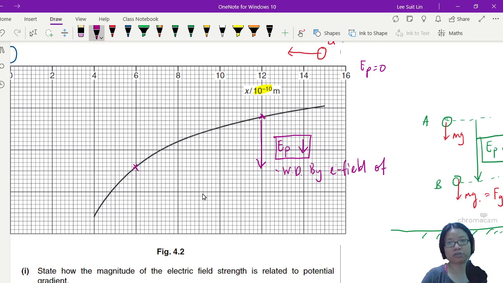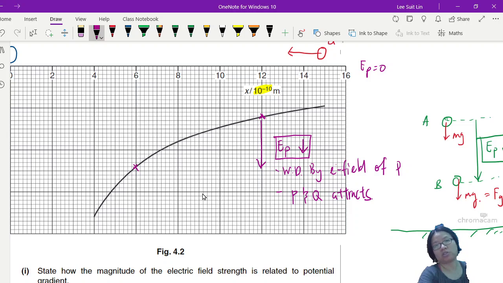Specifically by the electric field of P. Actually P and Q, but P. And this means that P and Q attract. So these are information that you can gain from the graph. I mean, not just by looking at the values, but also seeing that the potential energy decreases as P and Q are closer.